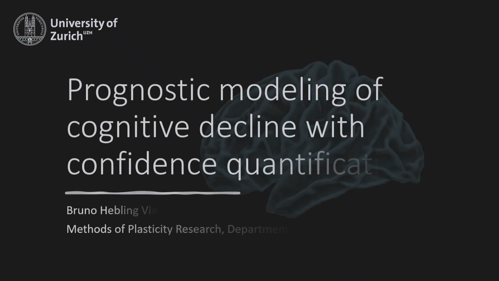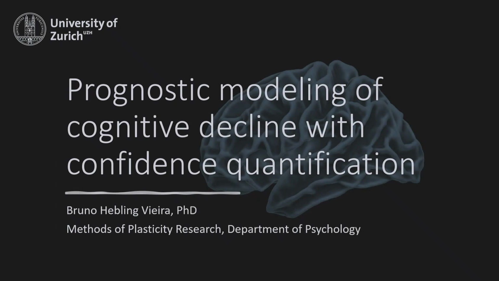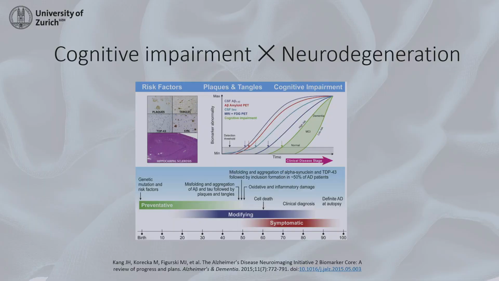I'm not a computer scientist at all. I'm a physicist, actually, a medical physicist. But I wanted to, I guess, instigate you to see the techniques that we use and see how they basically come out from computer science and how you can also contribute. You can also develop and do this kind of thing. So yeah, I'm Bruno. I will be presenting prognostic modeling of cognitive decline with confidence quantification to you today. And yeah, let's get started.